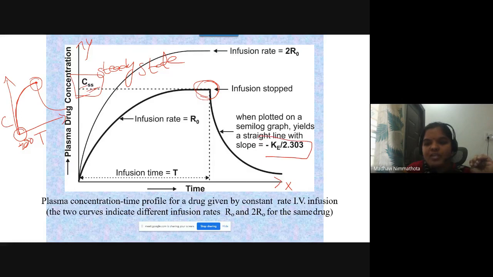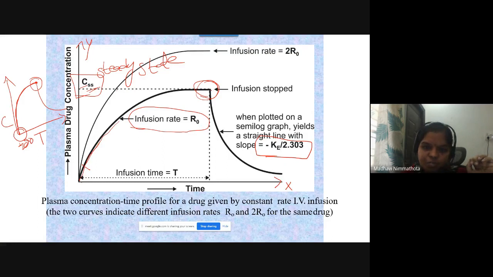The slope is minus Ke by 2.303. And here, up to this mark, the time is very less with increasing the concentration. After that, the time is rising, then the concentration also increases. This is called infusion rate, that is R0.